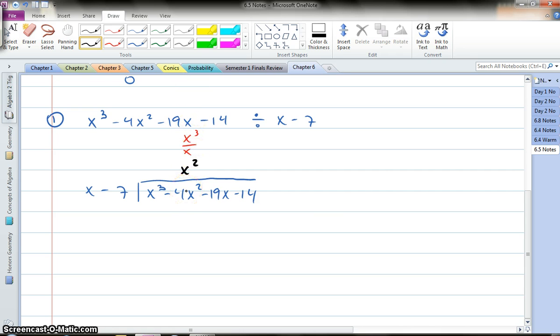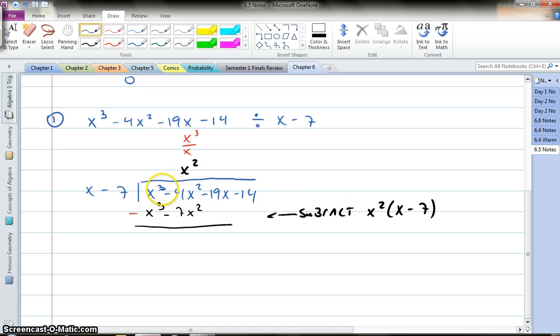Now, then it's just like up above. We take this and we multiply it by x minus 7, and that's what we're going to subtract. I like to do the work off to the side so you can see it: x squared times x minus 7. And watch what happens when you multiply that out. You get x to the third minus 7x squared. Then we subtract those two.